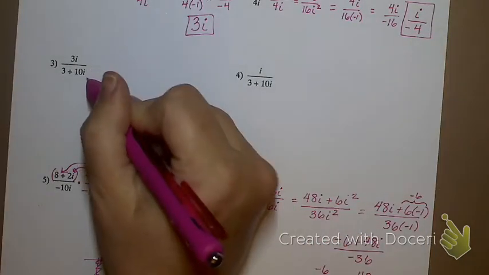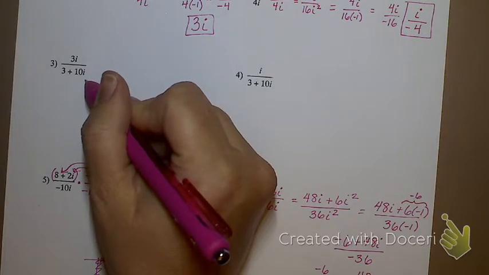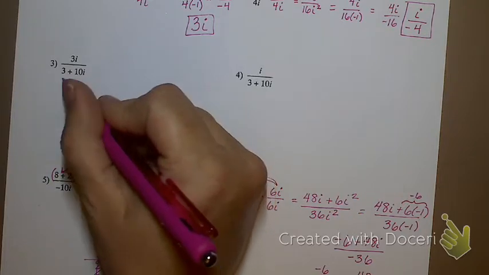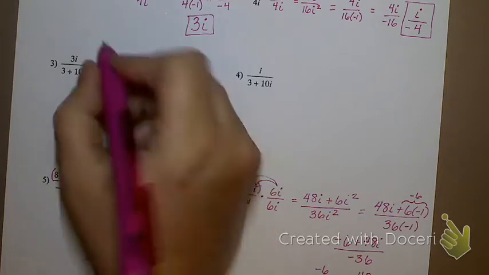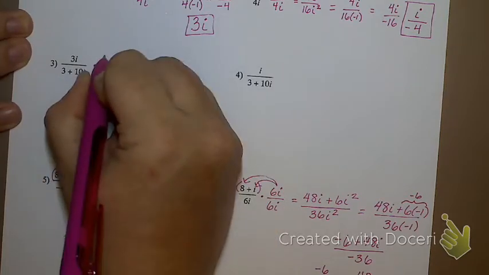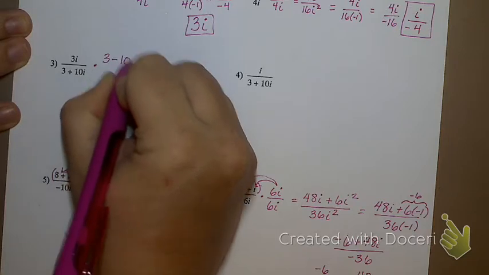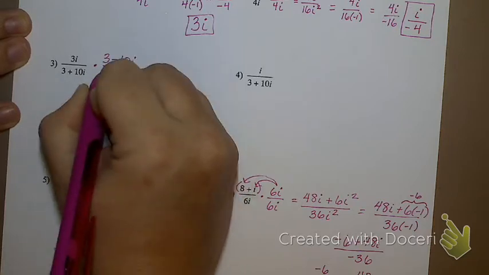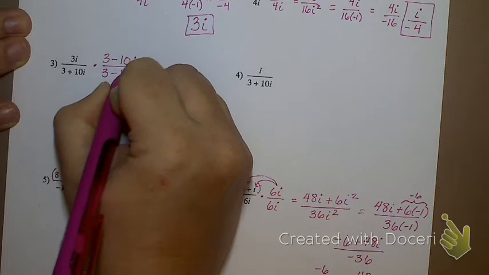In order to get the i off the bottom here, I can't just multiply by 10i. I have to multiply by the conjugate of 3 plus 10i. So what is the conjugate of 3 plus 10i? 3 minus 10i. So I have to multiply by 3 minus 10i over 3 minus 10i.